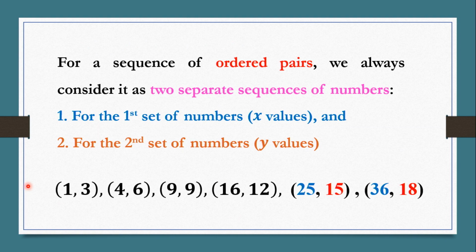For a sequence of ordered pairs, we always consider it as two separate sequences of numbers. Usually the first set of numbers, we call them the x values, and the second set of numbers, we call them the y values. So here, 1, 4, 9, 16 and so on will be the x values. 3, 6, 9, 12, etc. will be the y values.